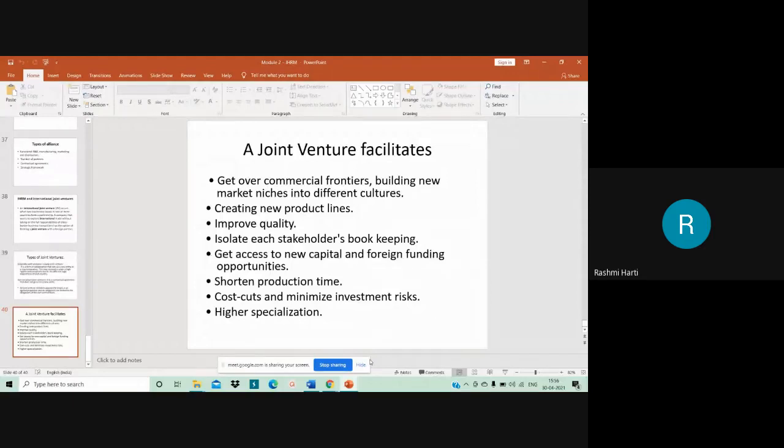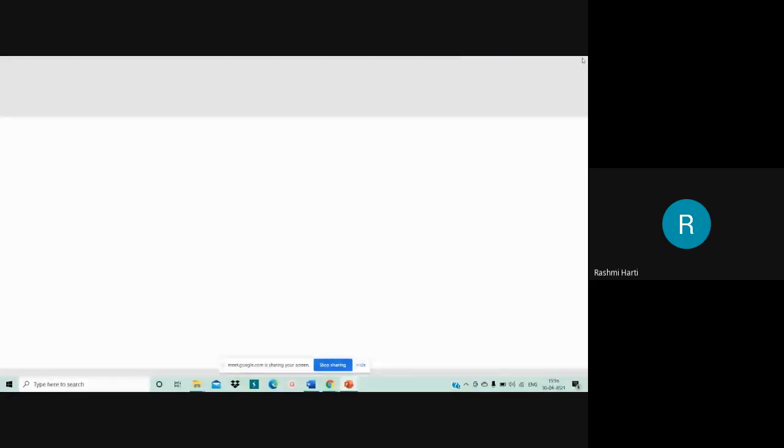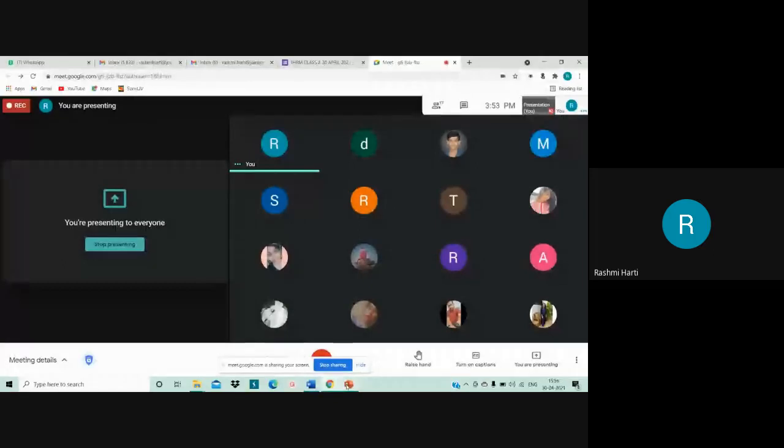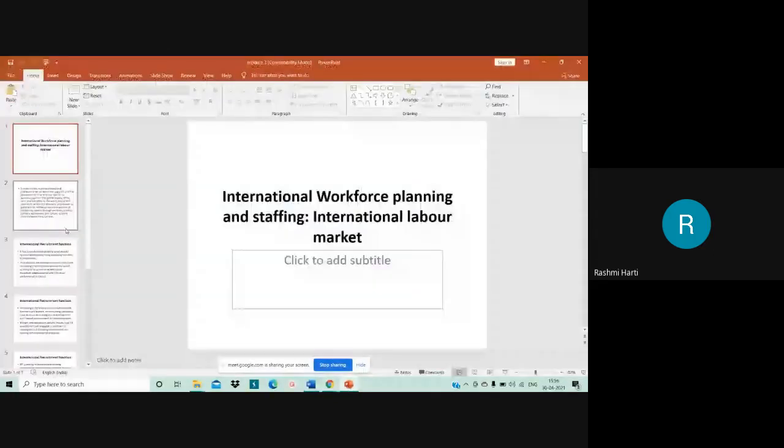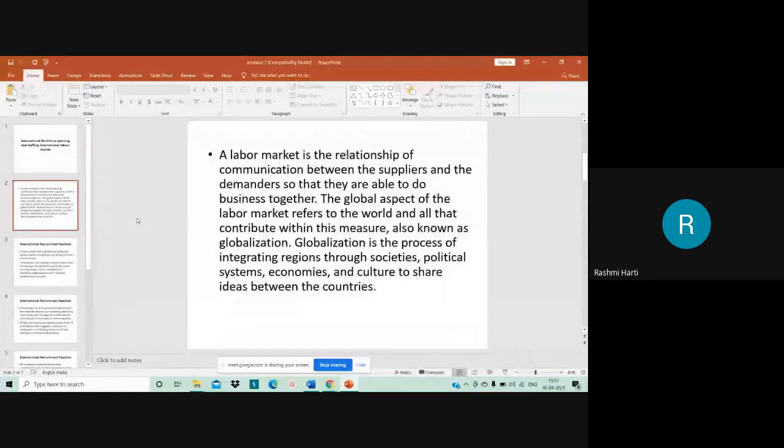So this brings module 2 to an end. Let us move on to module 3. I hope things are understood in module 2, and let us start with module 3. Module 3 looks into international workforce planning and staffing. When we speak about a labor market, it is a relationship of communication between the suppliers and the demanders, so that they are able to do business together. Suppliers are the consultants or employment exchanges, the suppliers of human resource, and the demanders of human resource are the employers.